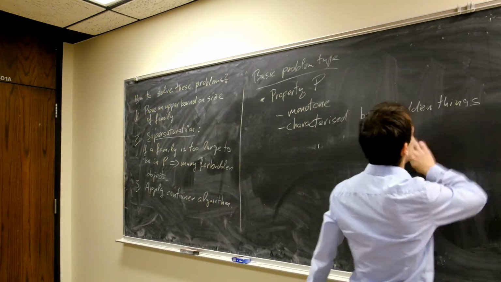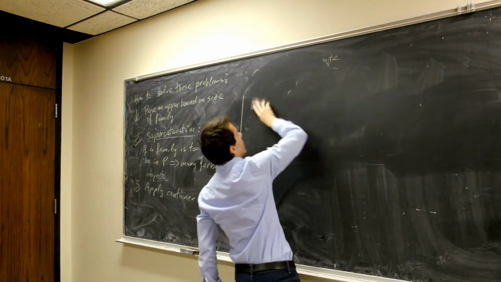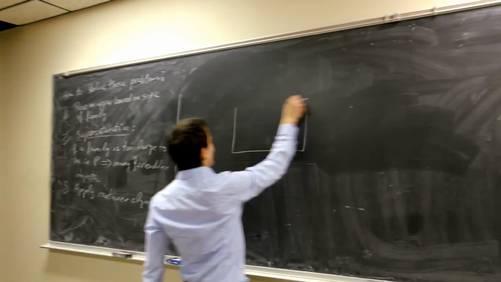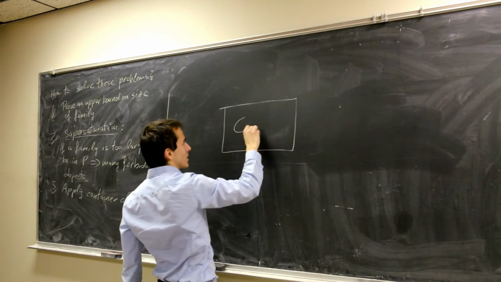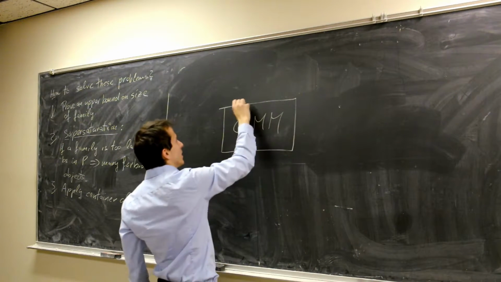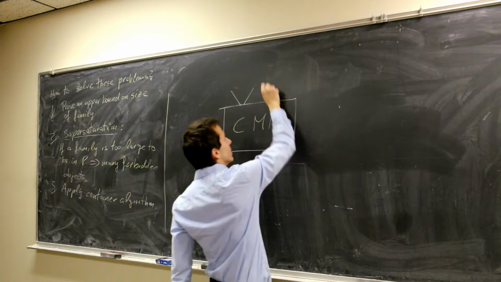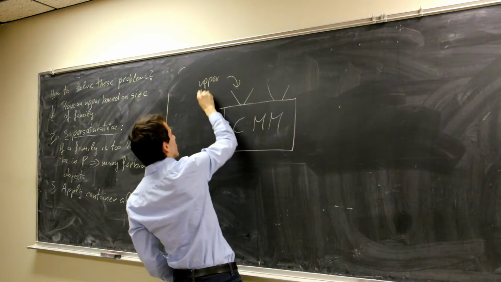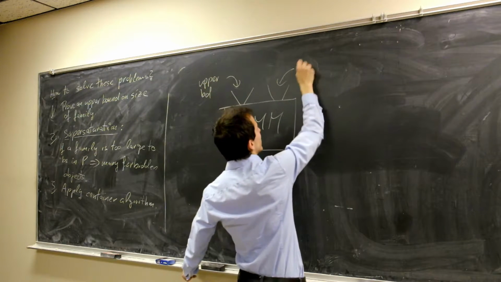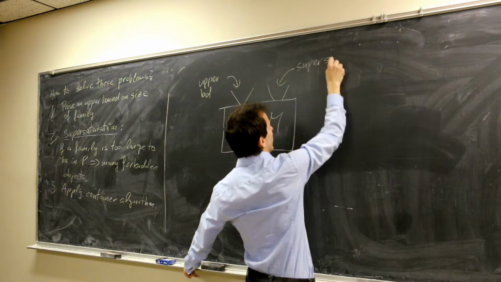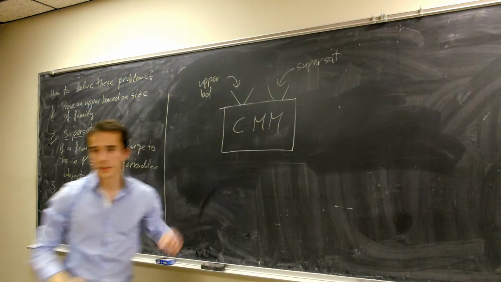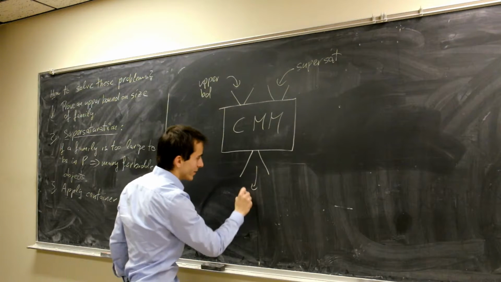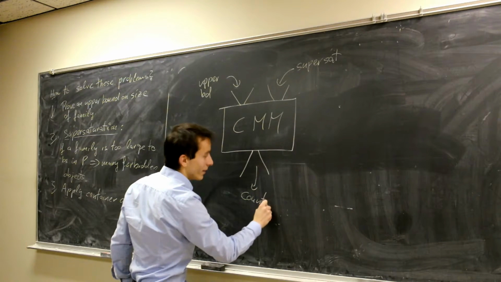So this is how I like to think of this container method. I like to think of this as a big black box, the container method machine. It has two inputs. Here you put in your upper bound. Here you put in your supersaturation. Then you do the 20 pages of calculations that this method tells you to do. And after that, it spits out a counting result, an answer to your question.